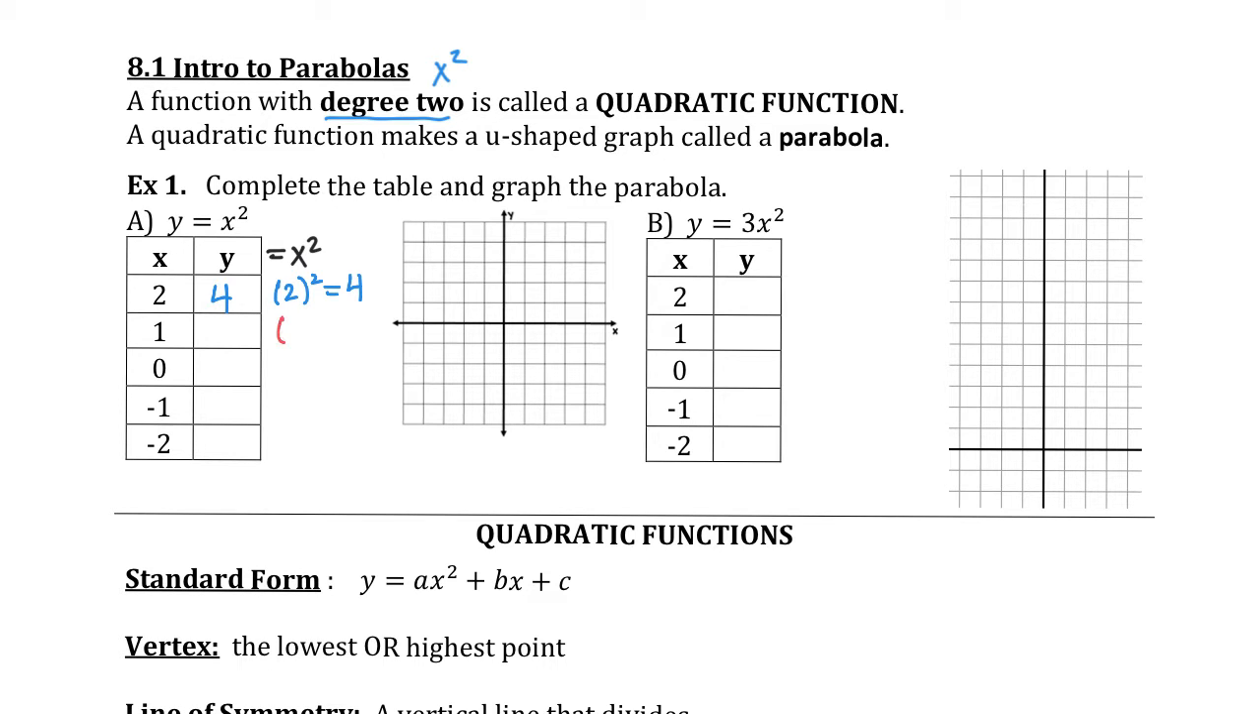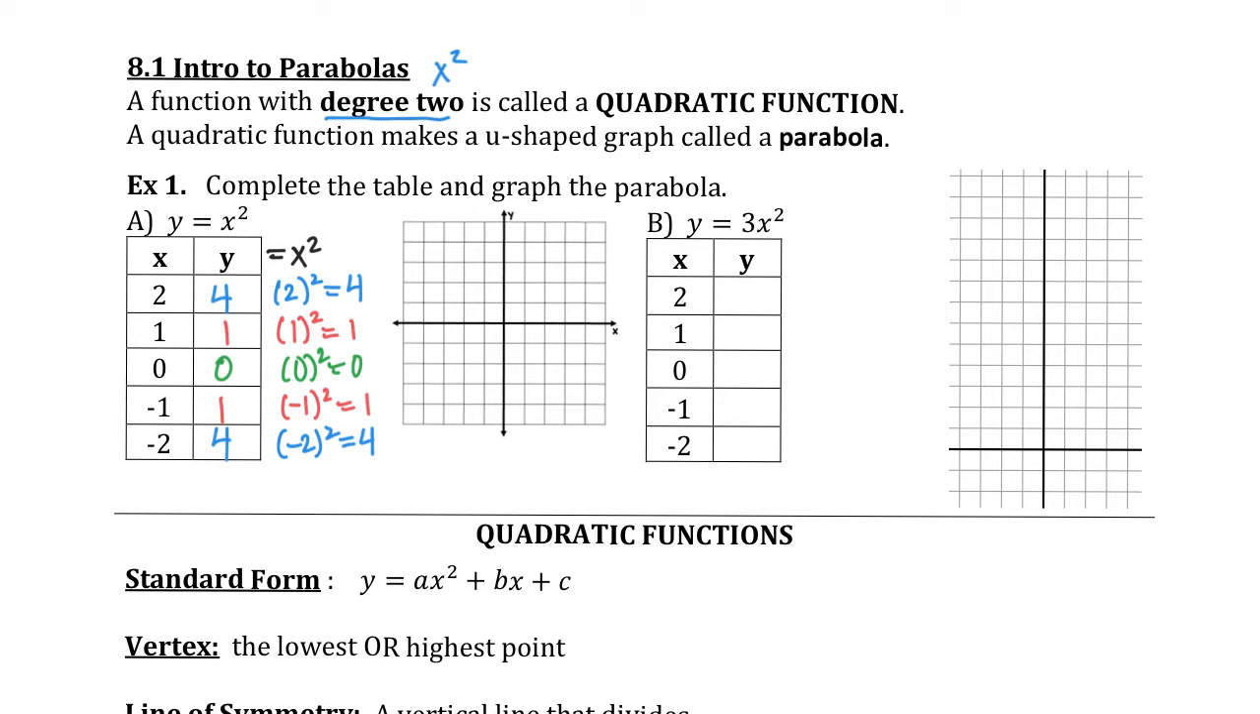Okay, next I'll plug in 1. 1 to the second power is 1 times 1, which is 1. 0 to the second power is 0 times 0, which is 0. Negative 1 to the second power is negative 1 times negative 1, and negative times a negative turns into a positive, so 1 times 1, 1. And then negative 2 to the second power is negative 2 times negative 2, which is positive 4.